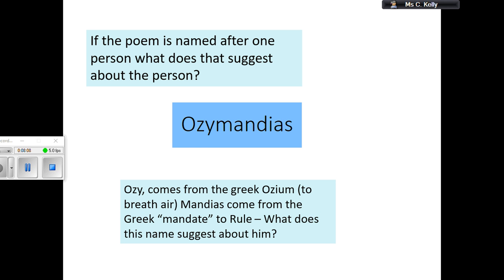So the first thing we need to do with every poem is look at the title of the poem. And I want to ask you two questions about this. If the poem is named after one person, what does that suggest about the person? And then I want you to think about etymology. Etymology is when you break the word down into where it comes from. So the first part of this word, Ozy, comes from the Greek Ozyam, to breathe air, and Mandias comes from the Greek mandate, to rule. So what does this suggest about the ruler, about Ozymandias? That his name comes from the words air and rule. So pause the video now, write down any of your ideas, and then unpause to see what my answers were.